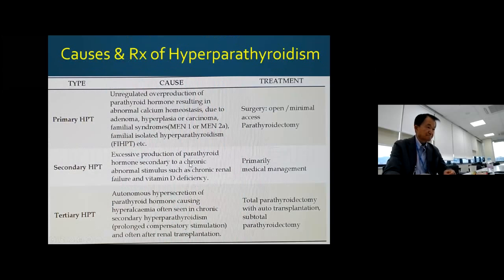And then again, in primary, surgery is the choice. They want to remove the adenoma, which is 80% of the cause of primary hyperparathyroidism. But other multiple endocrine things, familial things, you have to always think about. For secondary, with excessive vitamin D deficiency, that's what you have to supply.